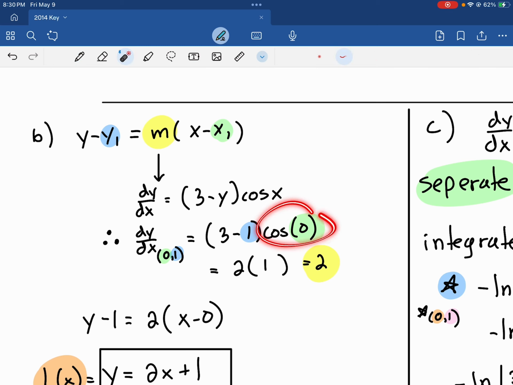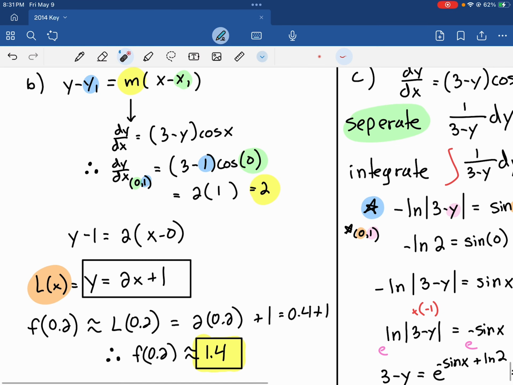Keep in mind cosine of 0, all the way on the right side of your unit circle, is an x-coordinate of 1. 2 times 1 is 2. So I have a slope. I just need to plug in my coordinate of 0, 1 and rewrite this. Again, slope-intercept form would also be sufficient here. This is my line: y is 2x plus 1.